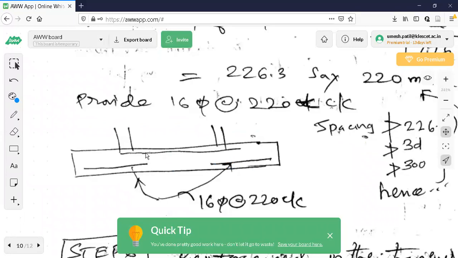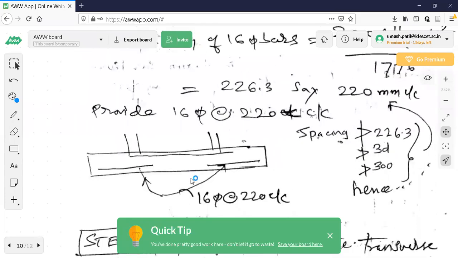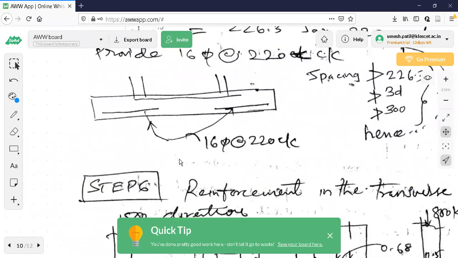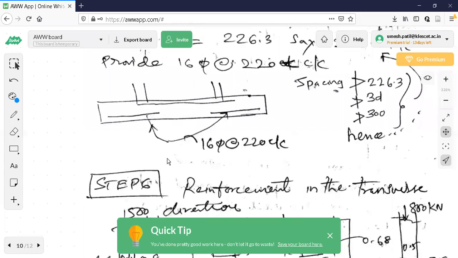In case of hogging, the tension zone is, as I told you, above the neutral axis. In case of sagging, the tension zone is below the neutral axis. This is what you should understand here. So in this way, AST1 and AST2 are calculated.